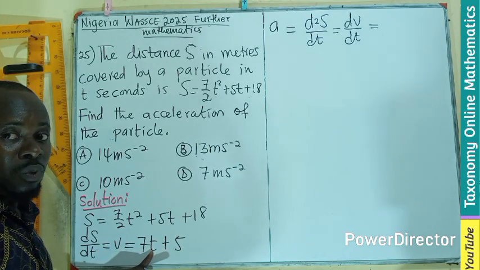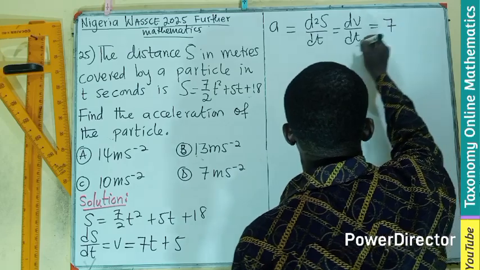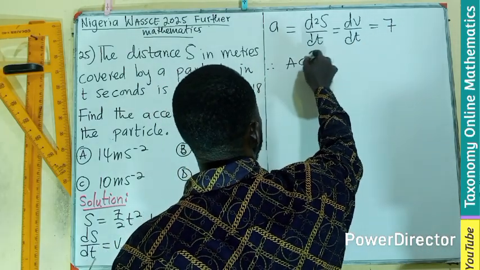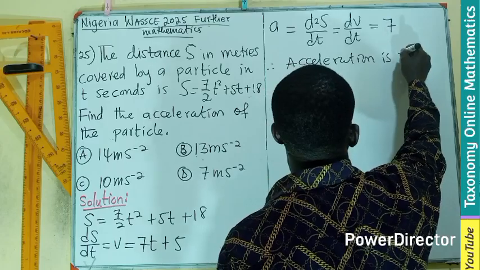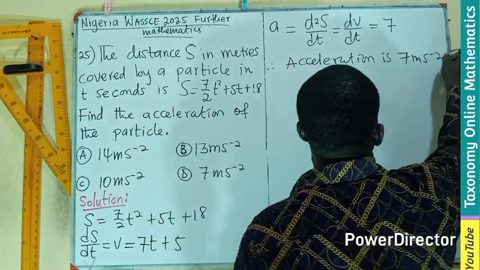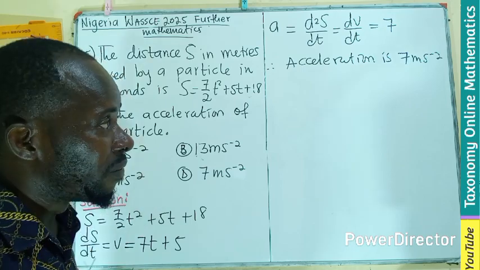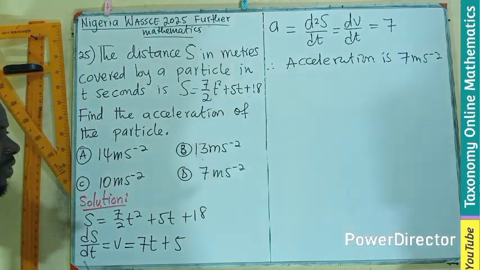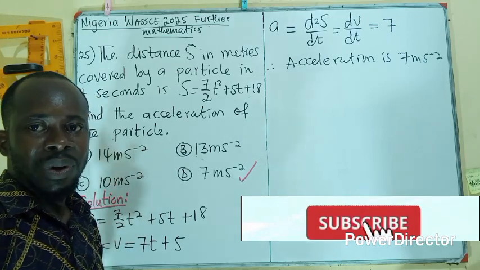This will become 1 multiplying 7. That will give you what? 7. So therefore, you can say that acceleration is going to be 7 meters per second squared. So the second derivative of a distance will give you acceleration. And this will be option D on the question paper.